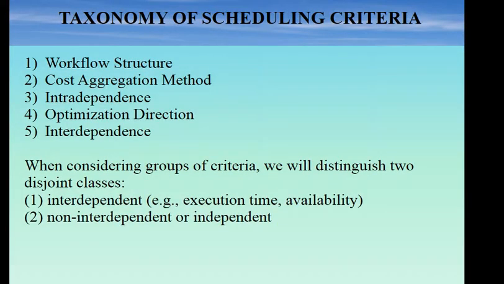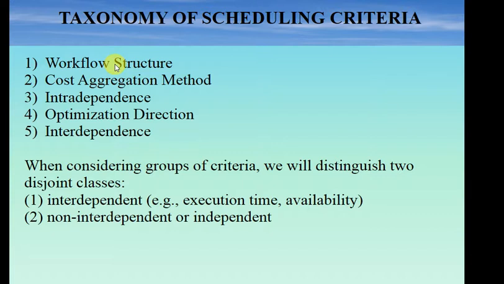Before going for that, we'll see the taxonomy of scheduling criteria. Here the first is workflow structure. What does it define? The workflow structure defines independent tasks. Sometimes, depending on some criteria, the workflow structure will be considered and sometimes it will be neglected. For example, for execution time, the workflow structure will be considered, and for the cost, it will be neglected.